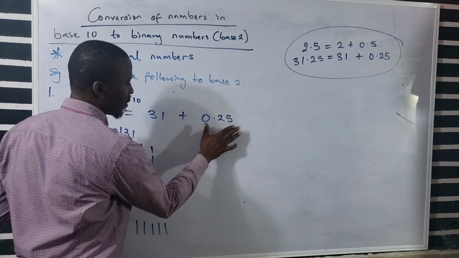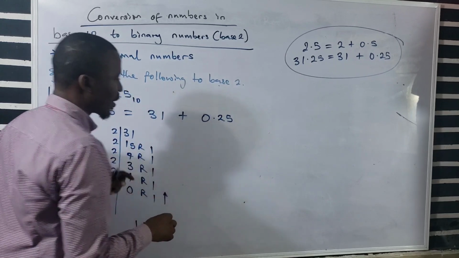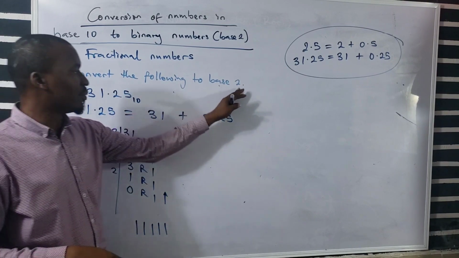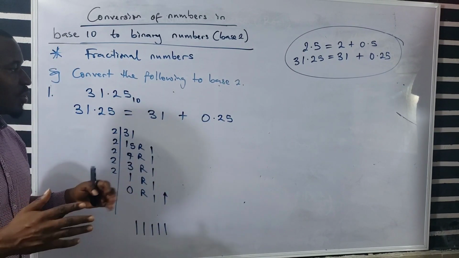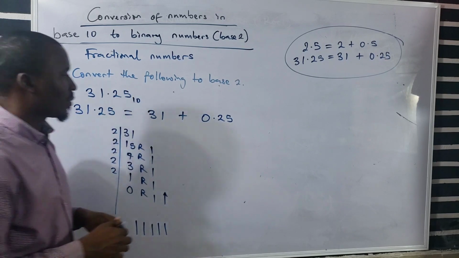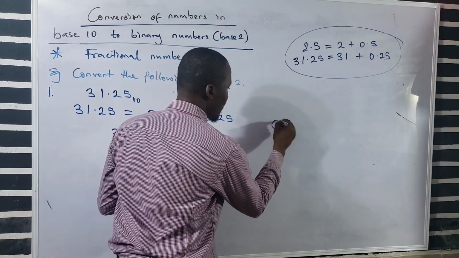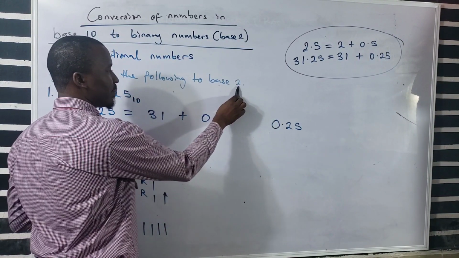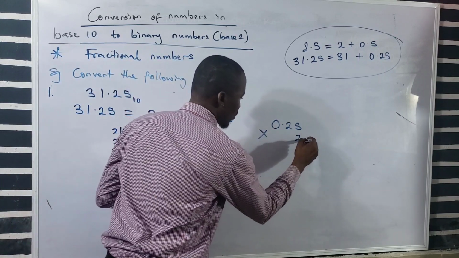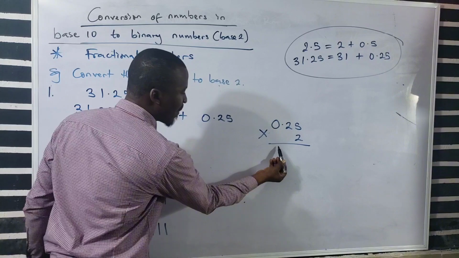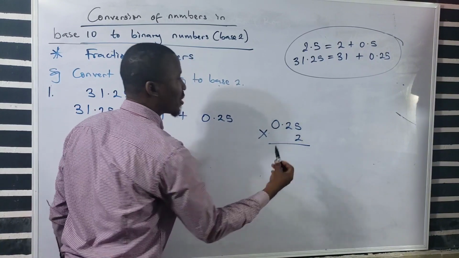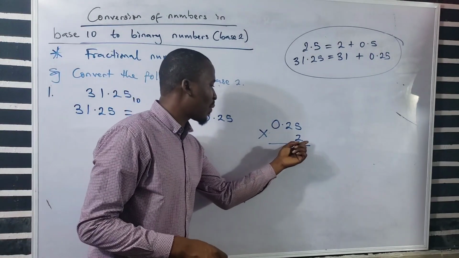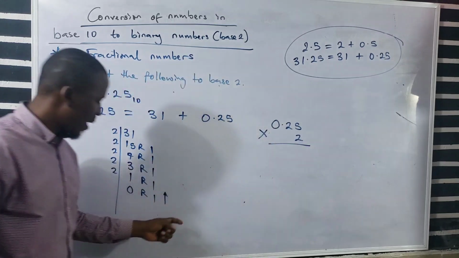So this part of 0.25, we use another technique in converting it to base 2. Now, what is that technique? Please, I will need you to pay close attention here. 0.25 will keep multiplying by the base, times 2. The whole number part, whenever we multiply by the base, we are going to attach it here.